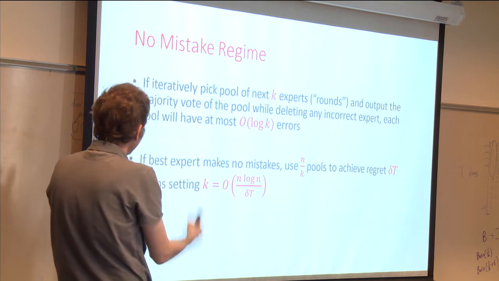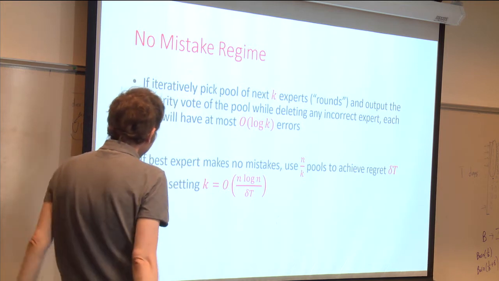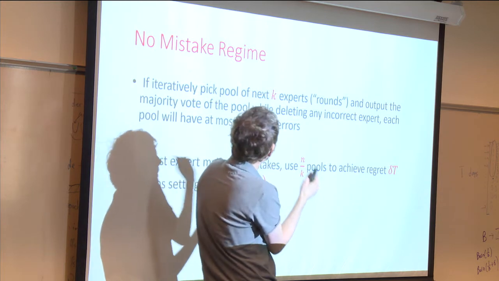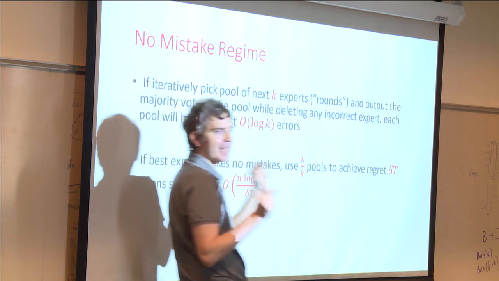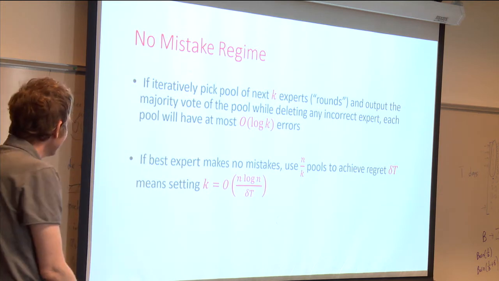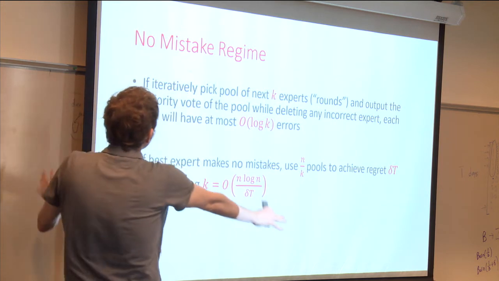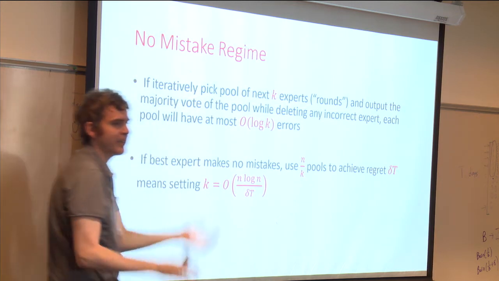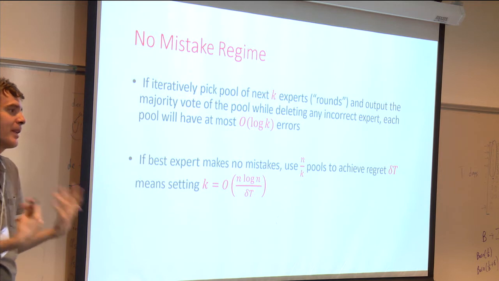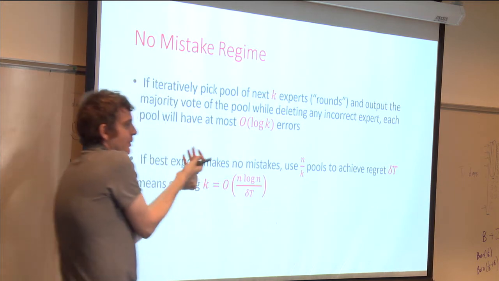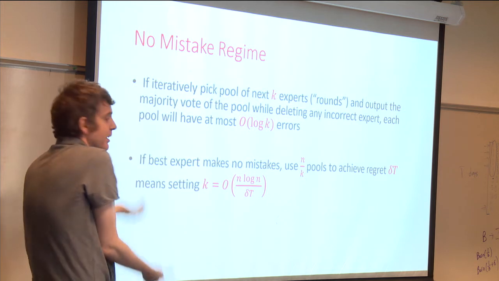If I run the weighted majority algorithm, or not even that, I just delete an expert when it's incorrect. I'm in the case where I know there's an expert that never makes a mistake. Then to throw away all the experts in a pool of size k, I'm only going to have log k errors. Each time I err, I throw away half of the remaining experts. So I can only do that log k times until I'm left with no one, and then I need to choose a new pool.